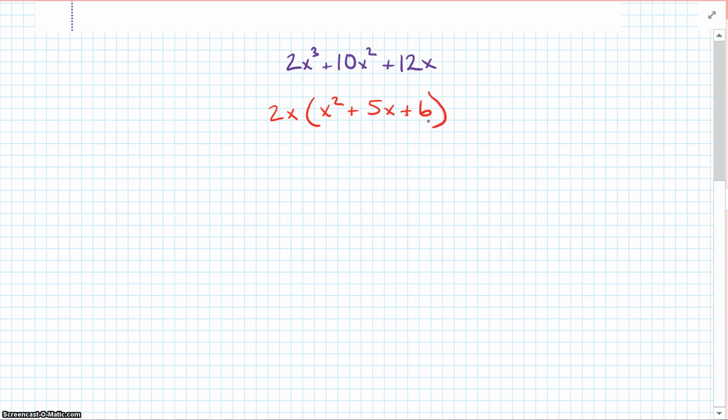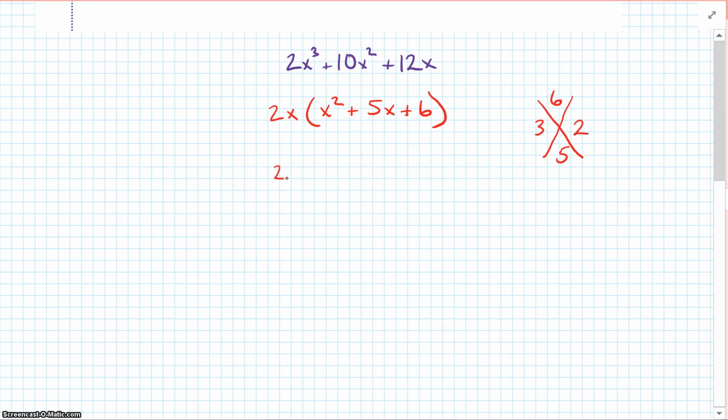So can we factor x squared plus 5x plus 6? Let's check. What's our a times c value? 6. What's our b value? 5. What are two numbers that have a product of 6 and a sum of 5? Well, 3 and 2.